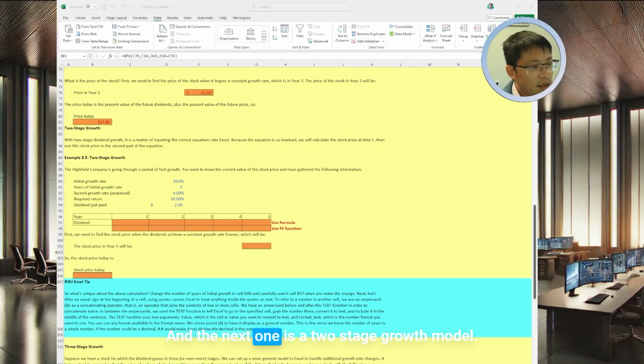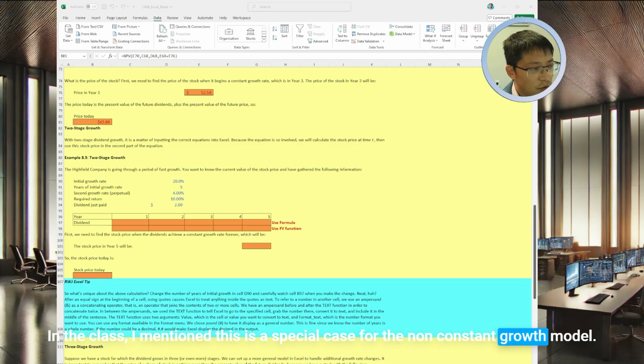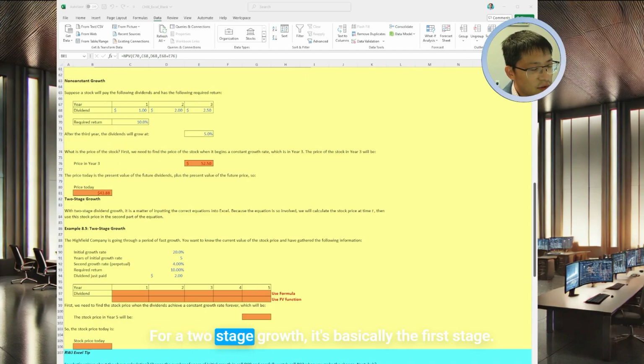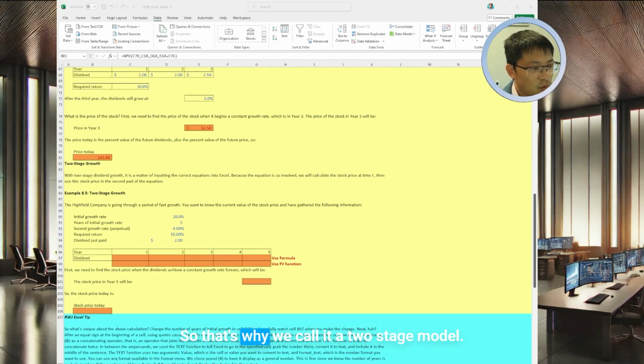And the next one is the two-stage growth model. In the class, I mentioned this is a special case of the non-constant growth model. The non-constant growth model, at the beginning, is just a random number. For a two-stage growth, the first stage is not random but also growing. But for the second stage, with a different number, that's what we call a two-stage model.